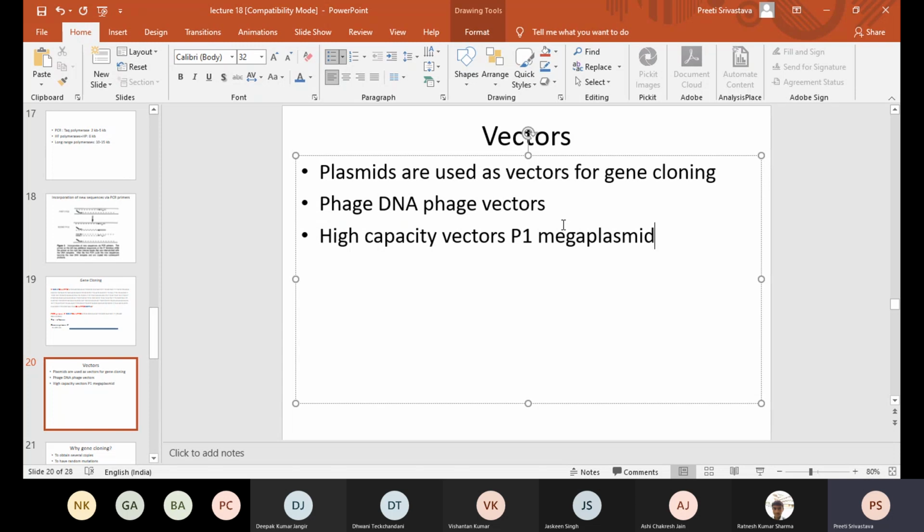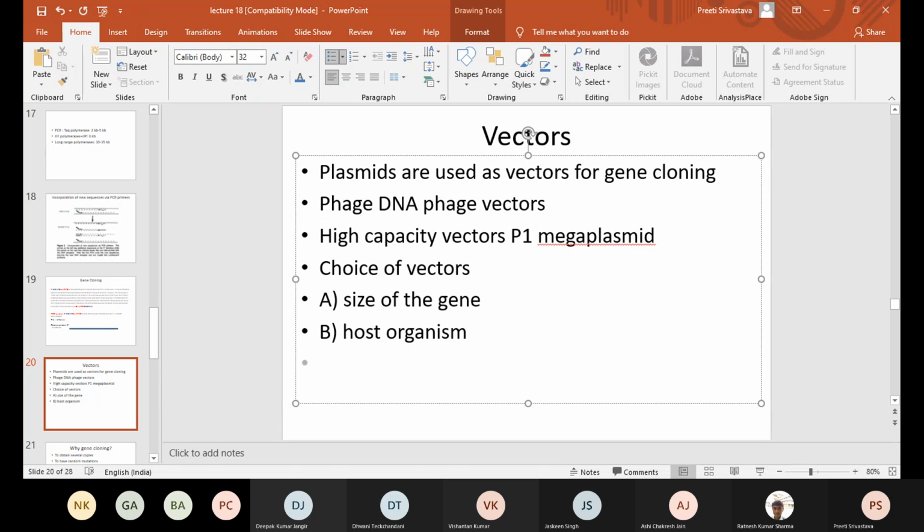Now, depending upon the size of the gene, class, the choice of the vector may vary. The choice of vector depends upon a few factors: A, the size of the gene; B, the host organism; and C, any modifications. What I mean is that when your gene is really small, then you can simply go for plasmid vectors.